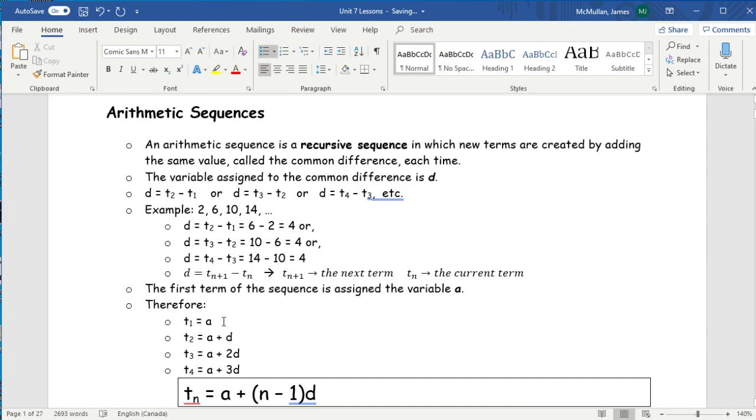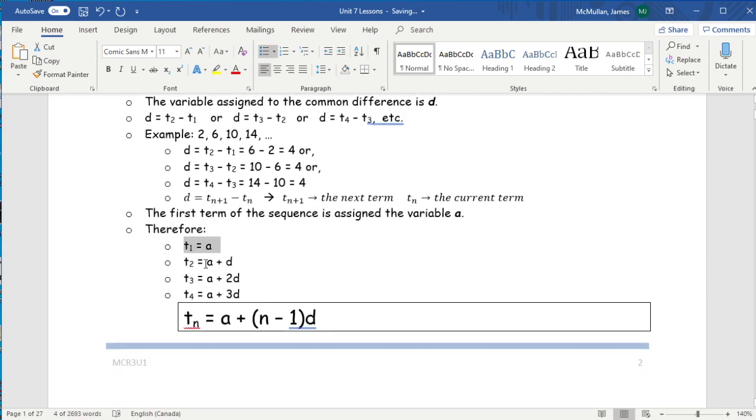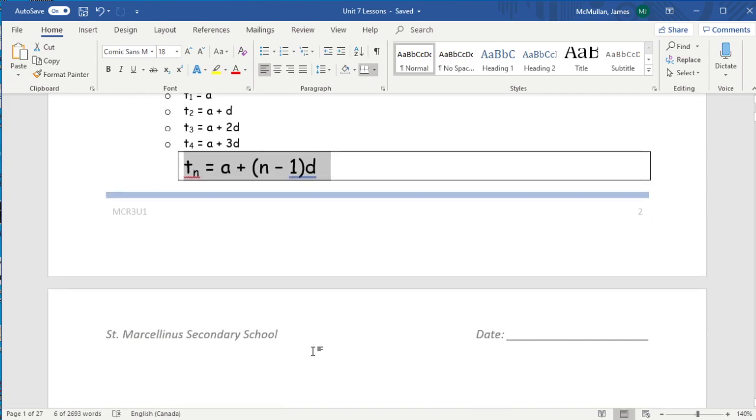So what we do here is we say term 1, we call it a. Then term 2 would be a plus 1d. Term 3 would be a plus 2d's. Term 4 would be a plus 3d's, and so on. So we come up with the formula for an arithmetic sequence: whatever the first term is, plus however many terms you've counted, minus 1, because you don't want to count the first term again, times the common difference. Really important formula: Tn equals a plus bracket n minus 1 d.